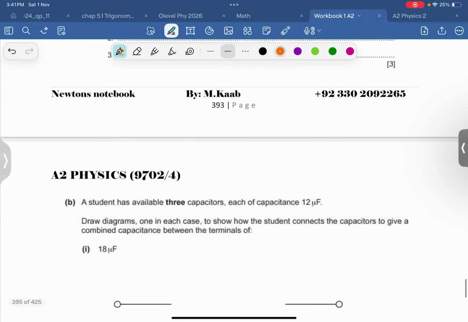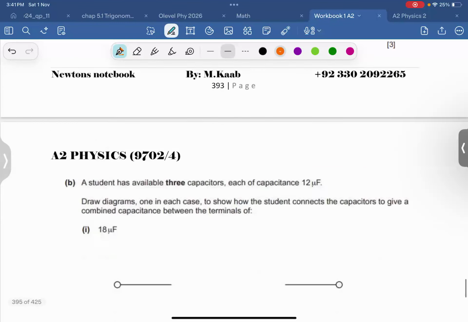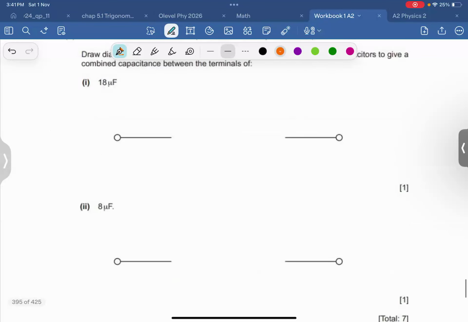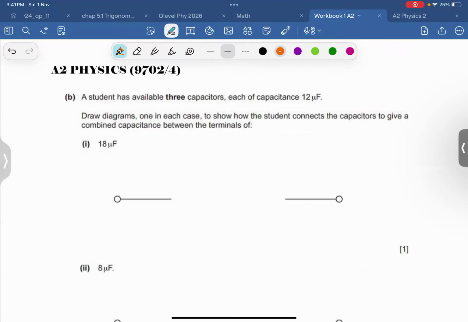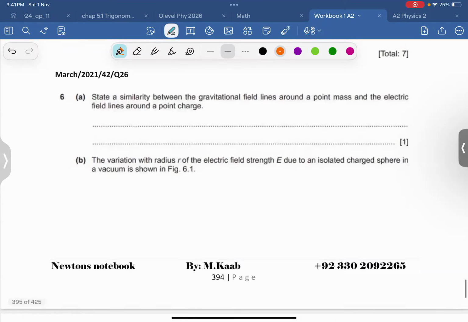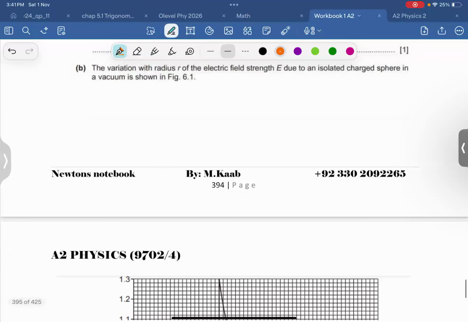Now another question asking the same thing. By the way, they have given you three capacitors in most of the questions. So if you have three capacitors, always keep in mind that you will have certain possibilities. Either you can arrange the three capacitors in series or in parallel, or you can arrange one in series with two in parallel, or two in series with one in parallel. These are the simplest four scenarios. You can just draw four circuits like that, and then you can solve, right?